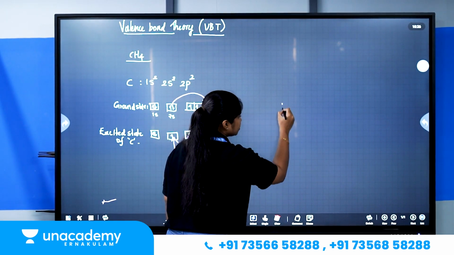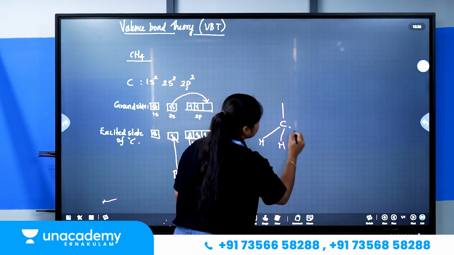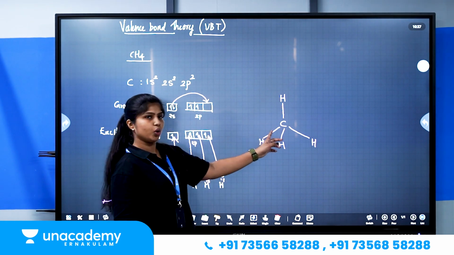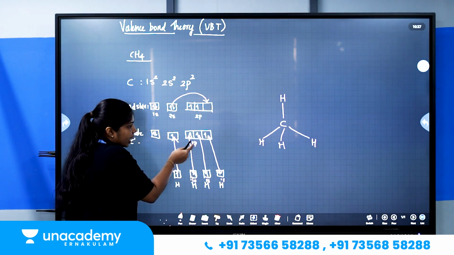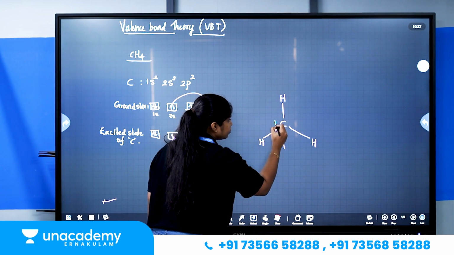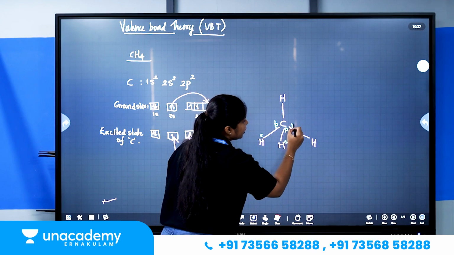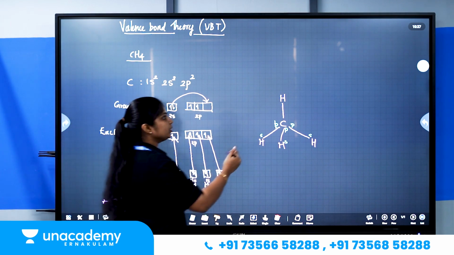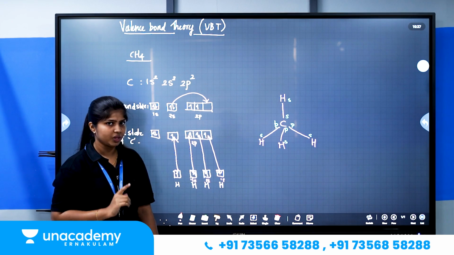See, CH4. We know it is tetrahedral, right? Out of these 4 bonds, let's consider these 3 bonds are formed by the overlapping of p orbital of carbon with s orbital of hydrogen, and same here as well, here as well. Now what about this? This is formed by the s orbital of carbon with the s orbital of hydrogen, right?